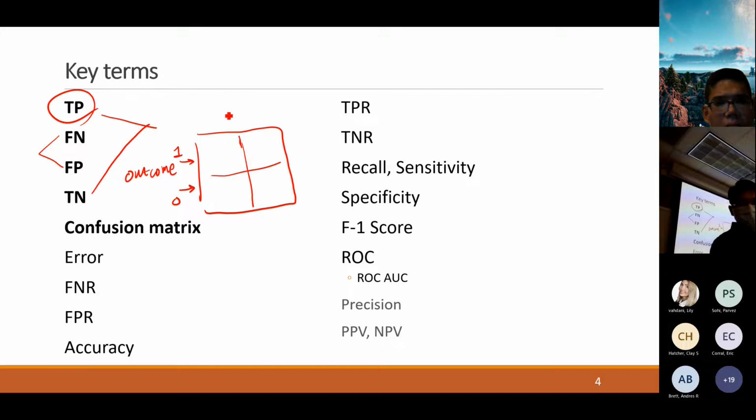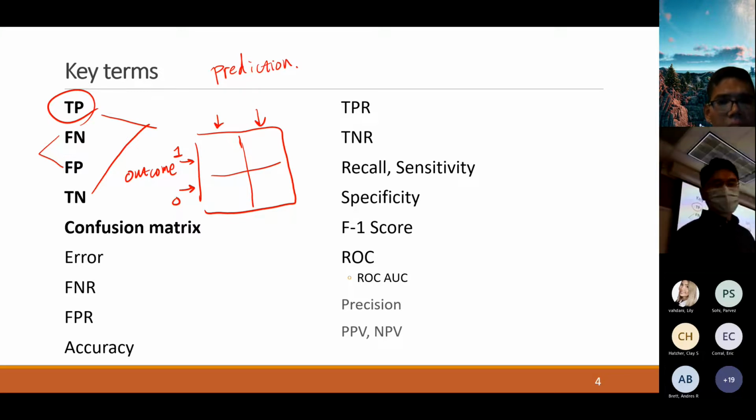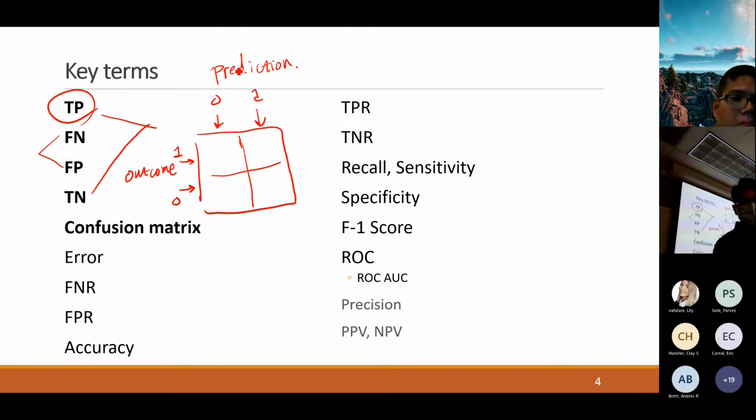And the columns will denote the predictions, or predicted labels or classifications, whichever you want to call it. And critical is where you write 0 or 1. That will make a huge difference in terms of how you read the numbers.